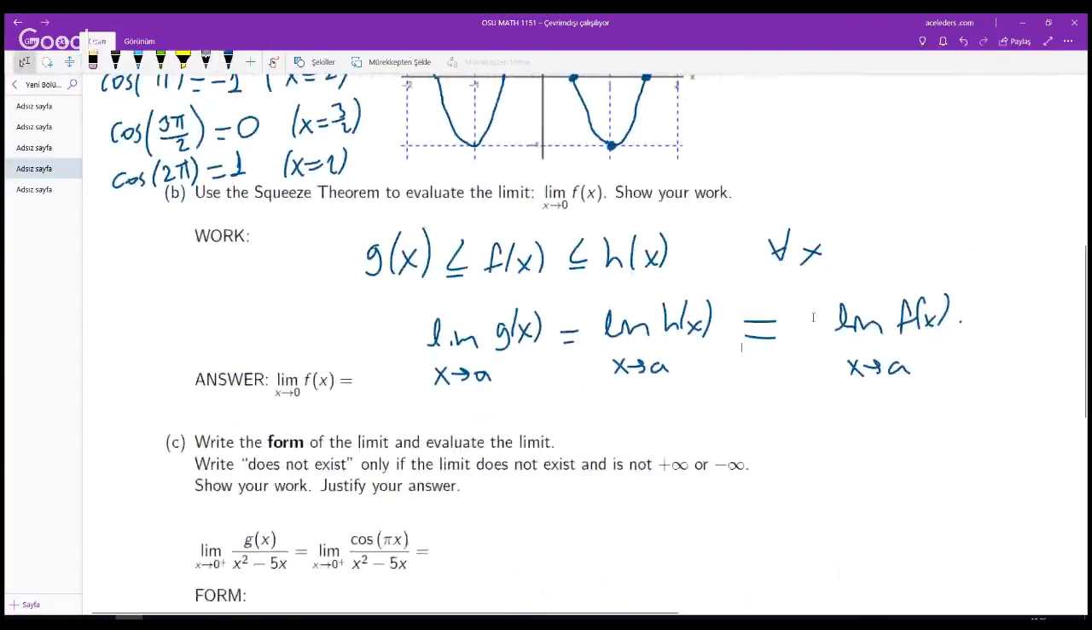So we know that the limit of g(x) as x approaches 0 equals the limit of h(x) as x approaches 0, and that limit is 0 as well. So therefore f(x) has the same limit as x approaches 0. Okay, the idea of the squeeze theorem is so simple.